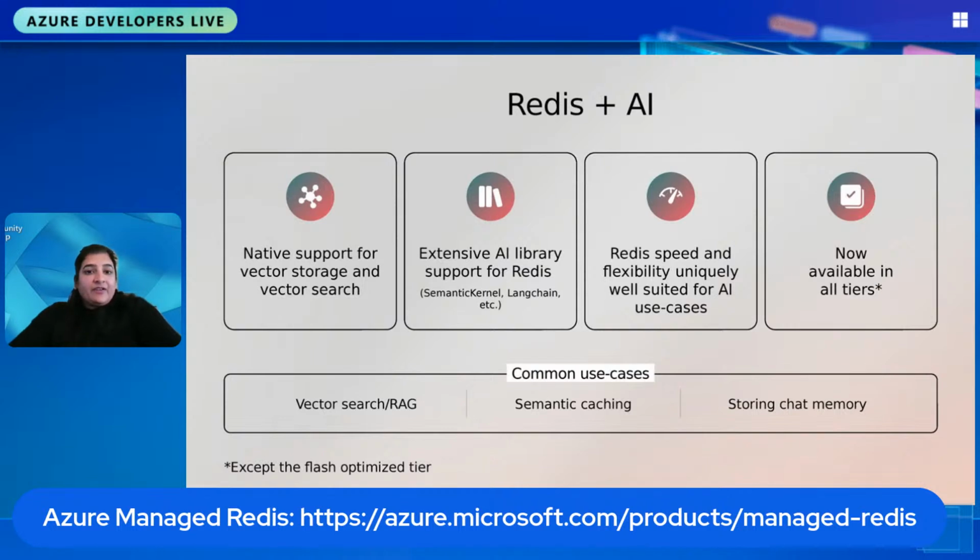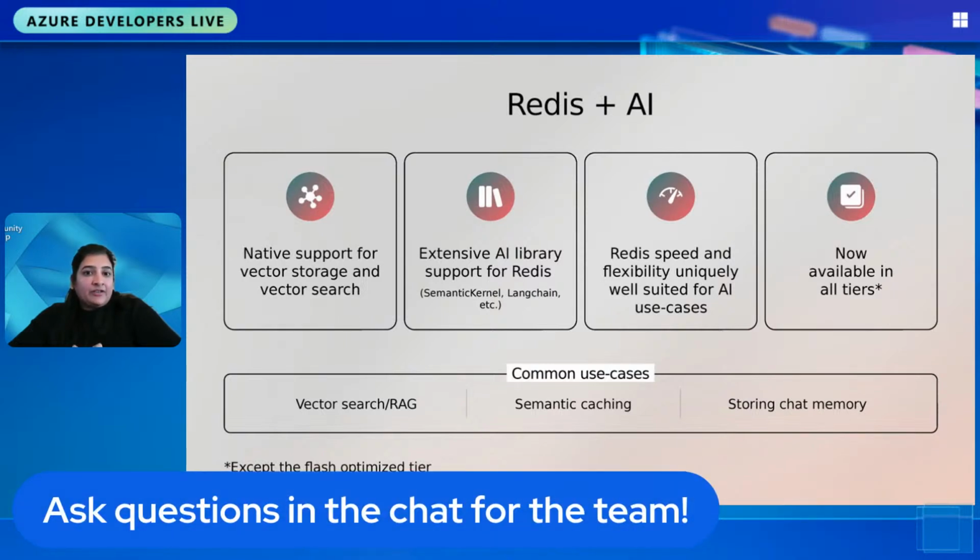And then the next thing I want to cover quickly is Redis and AI. Like I mentioned, Redis has had support for vector storage capabilities for a long time now, and all of it has great community support, and it's battle tested as well. You get these functionalities with Azure Managed Redis as well. And obviously there's a lot of support for Redis in common AI libraries like LangChain and Semantic Kernel because it has been out for a long time.